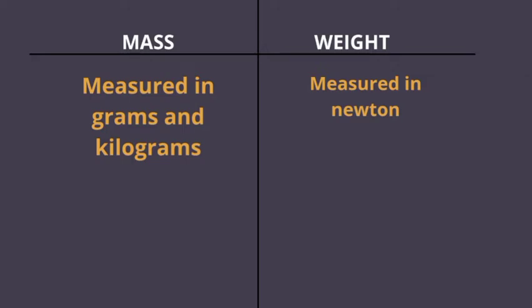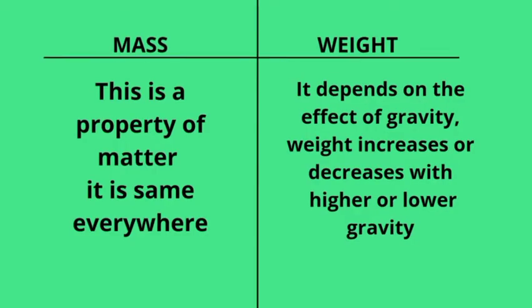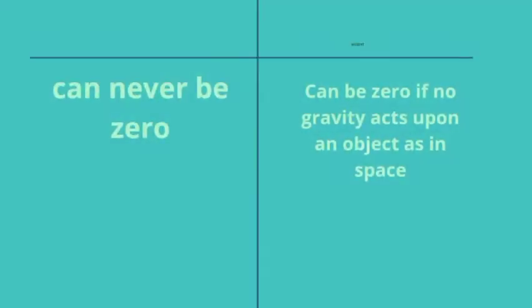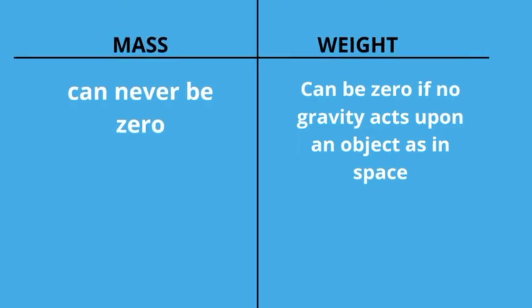And make sure that when stating the difference, the one you state for mass must tally with the one you state for weight. Like in number one, you say mass is constant, you now say weight varies.